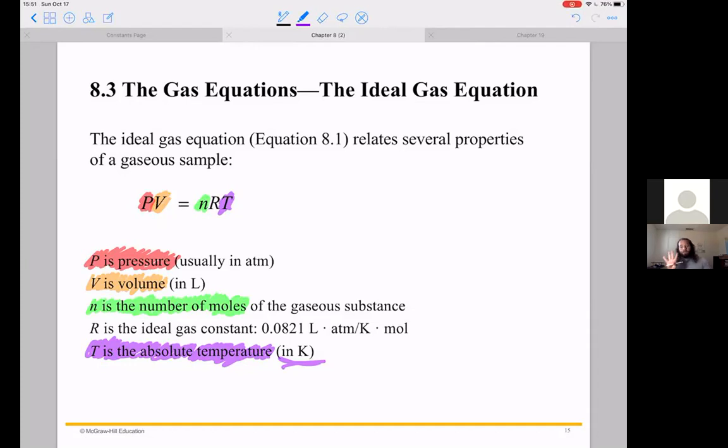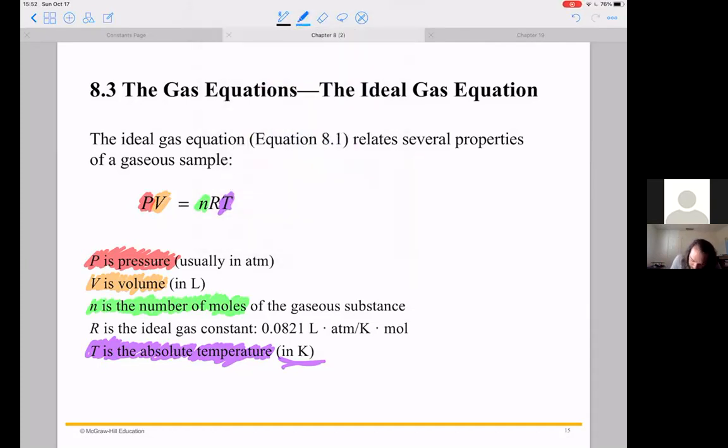So these are the 4 variables of this equation. So just like any math problem, if I gave you any 3 of them, you'd be able to find the 4th. So if I gave you volume, pressure, and number of moles, you'd be able to find temperature. If I gave you temperature, number of moles, volume, you'd be able to find pressure, et cetera, et cetera. These are our 4 variables.